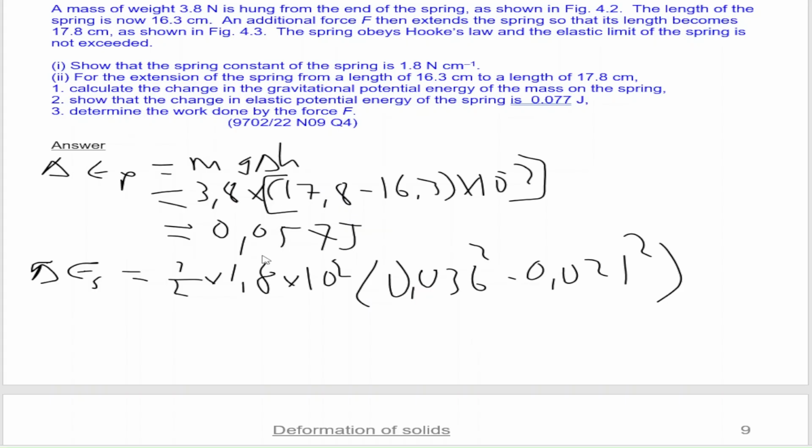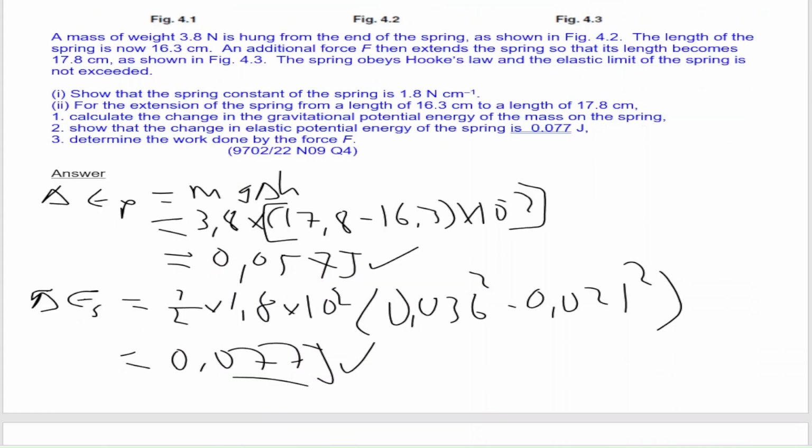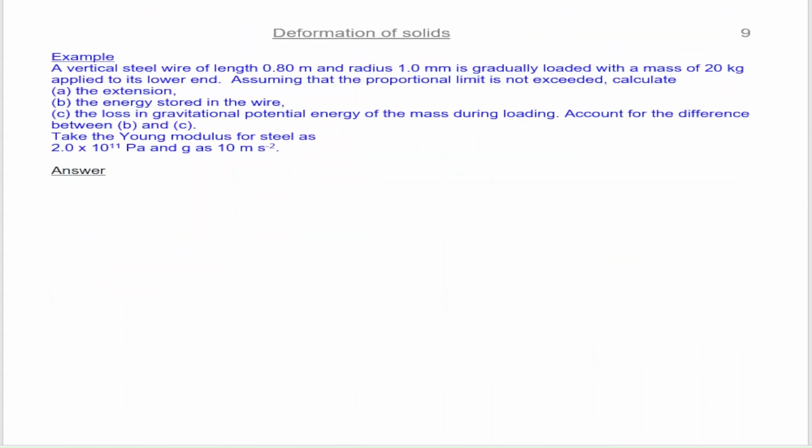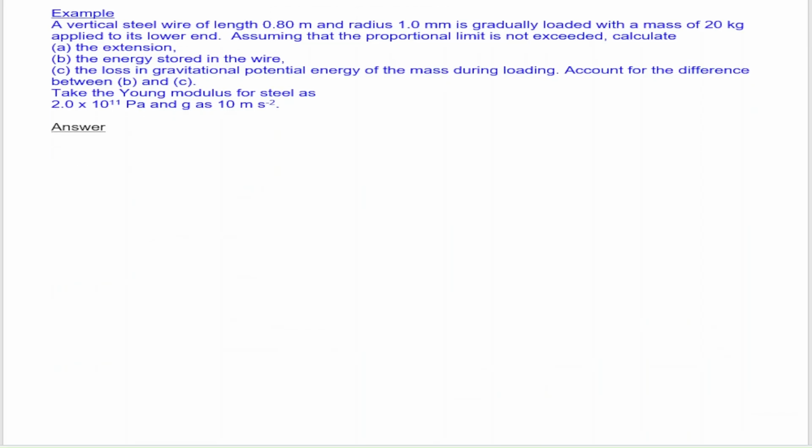Then part 3 says determine the work done by force F. The work done is just going to be the difference between the 0 point, so this is 0.077 joules. So the difference between this one and this one is going to be the work that's going to be done by the force F, which is 0.020 joules. I'm going to work out one more example and then we come to the end of the video.